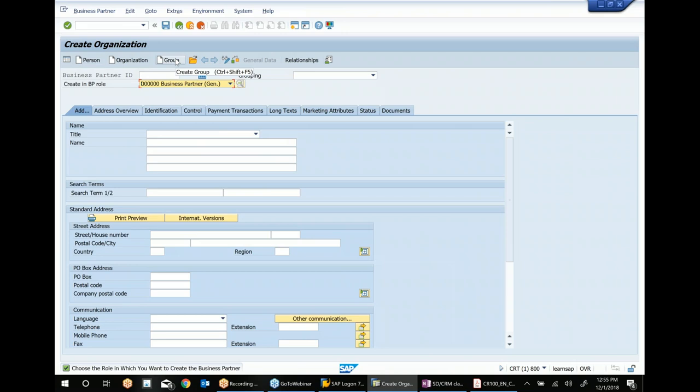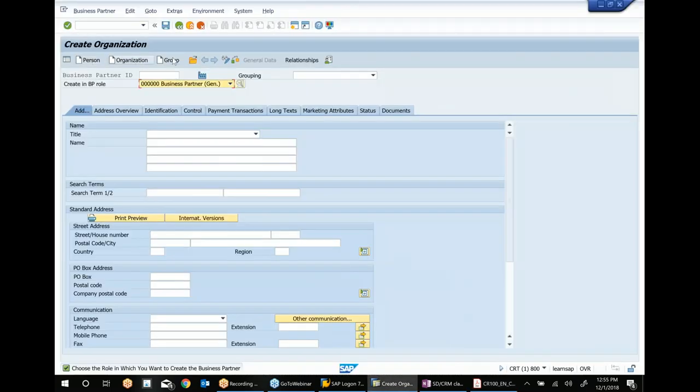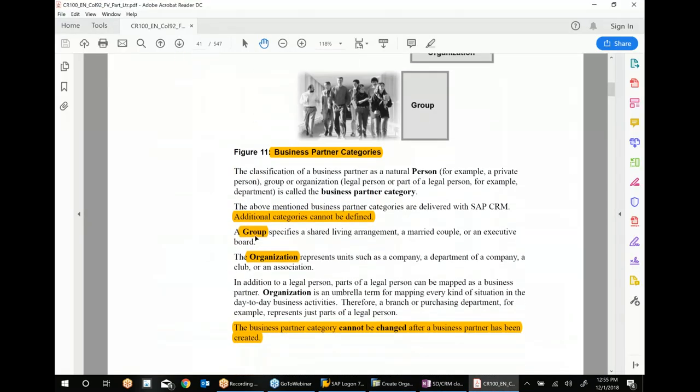And these are the only three categories. All business partners are divided into these three categories only. There's no other category. These are the three primary categories. That is what you see: person, organization, group. Additional categories cannot be defined. Make a note of that statement.